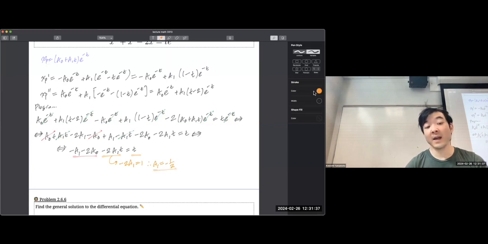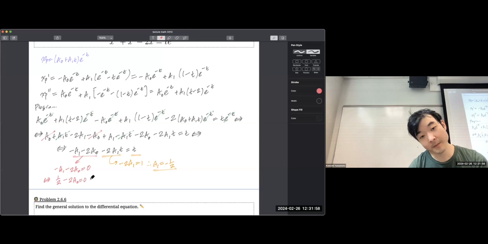Okay, so then your red one has to go to 0. So you're just going to have negative a1 minus 2a naught has to equal 0. But we know a1 is negative half. So it's going to become positive half here when you plug in negative half minus 2a naught is equal to 0. Then you're going to get negative 2a naught. Well, I'll just move it to the other side. So you get half is equal to 2a naught. So you divide both sides and you get a naught is equal to 1 over 4.